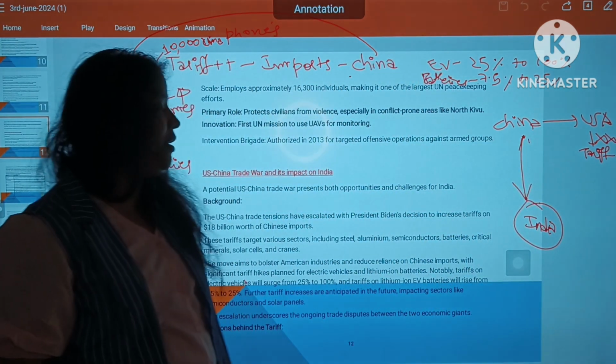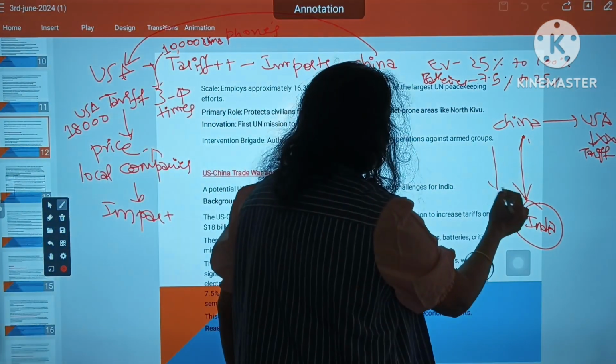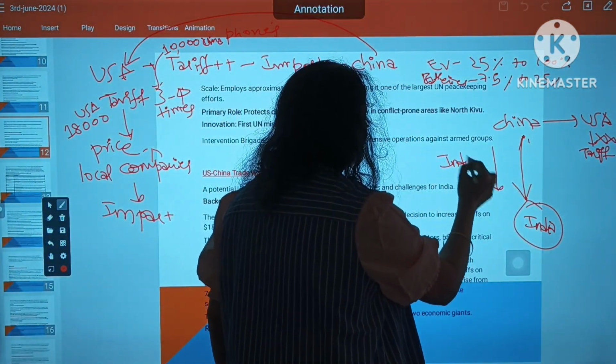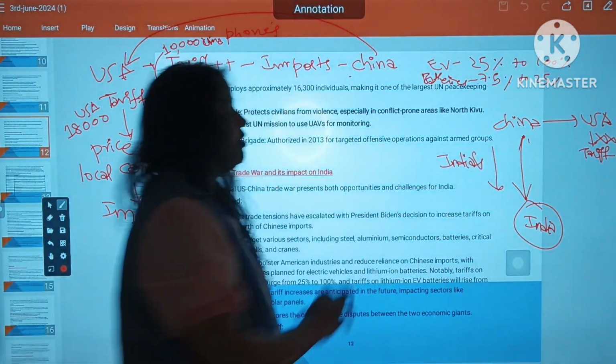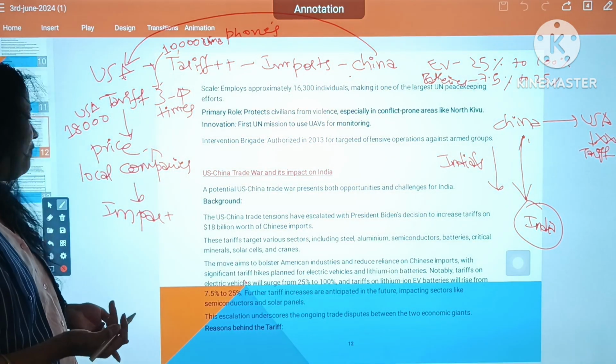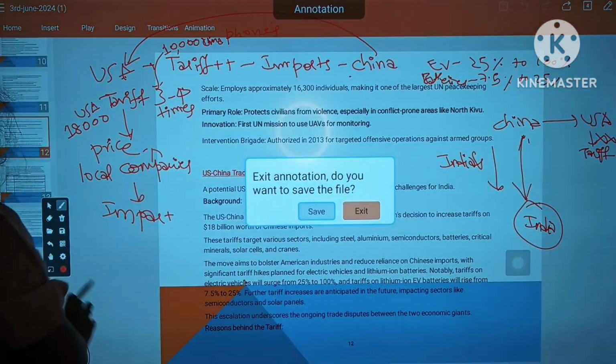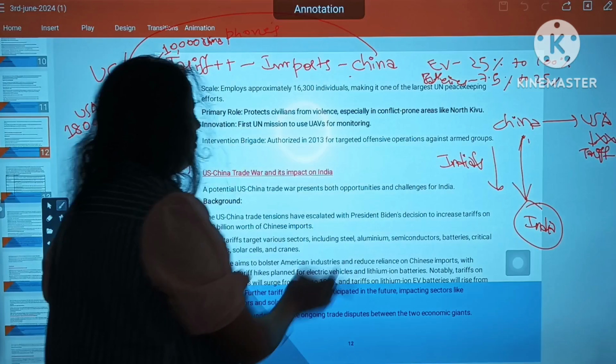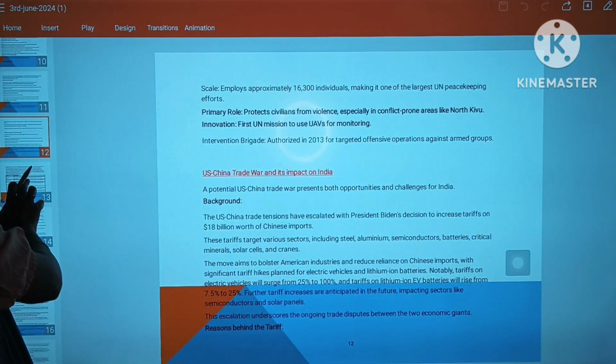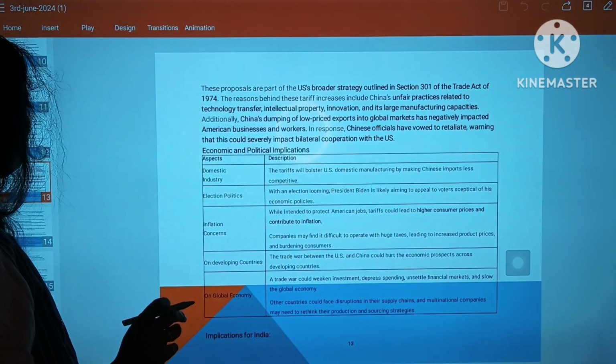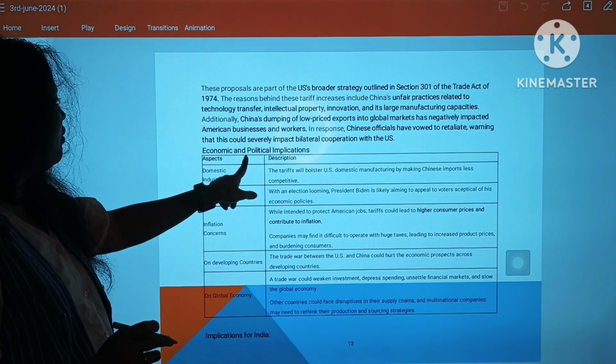So Indian products will come down. Indian local manufacturers will be affected a lot. So our GDP will also be affected due to this. Our income, foreign exchange, everything will be influenced by this. So India does not want this. Okay, so here you can see.